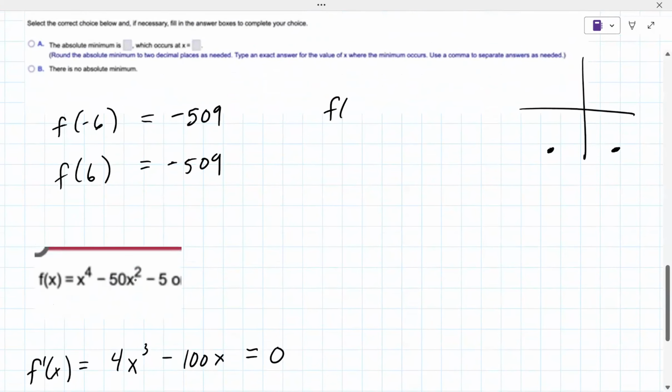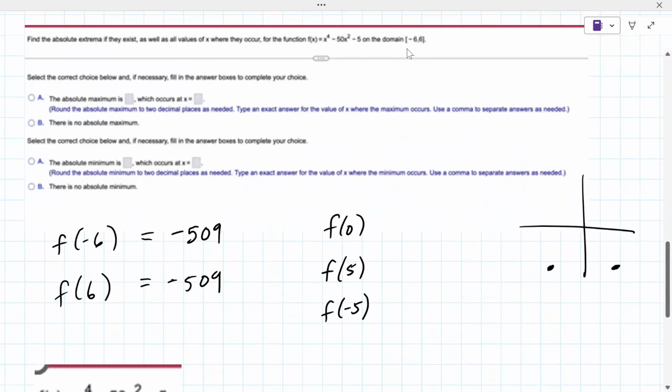So we try 0, 5, and -5. And they all fall in that window that they give you. They give you a window of -6 to 6. So if they didn't, you would exclude them. All right, so at 0, it's -5. At 5, it's -630. And same with -5 here.